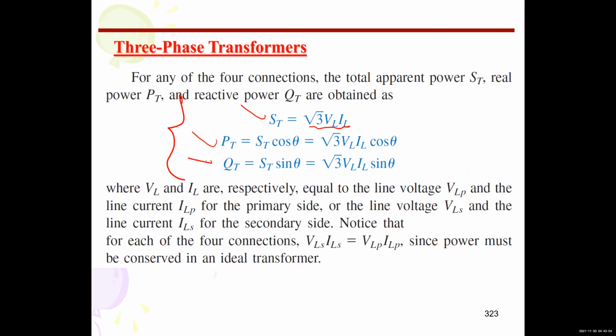And let's assume that we are dealing with an ideal three-phase transformer. So if it's an ideal three-phase transformer, whatever power you will see on the primary side should be equal to the power that you will see on the secondary side.